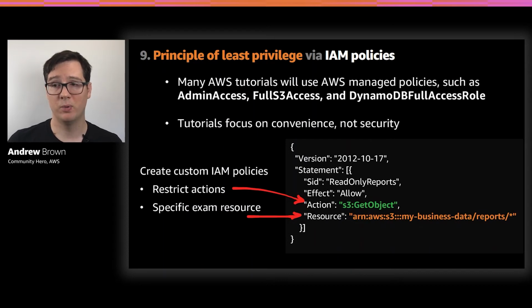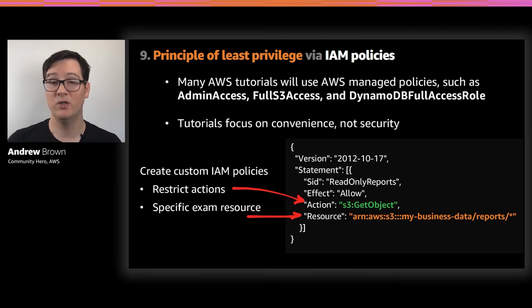The principle of least privilege is something you hear a lot, but I just want to reinforce it here, because when you are out on the internet and you're learning about AWS, you're going to come across a lot of tutorials, and they're going to say, hey, we're using admin access, full S3 access, DynamoDB full access roles, and these are managed roles by AWS, and they're okay for tutorials. But when you're running a production workload, you're not going to want to be using these managed roles.